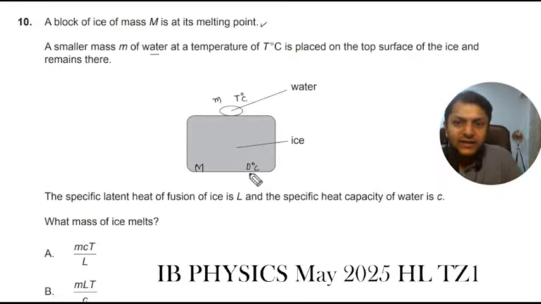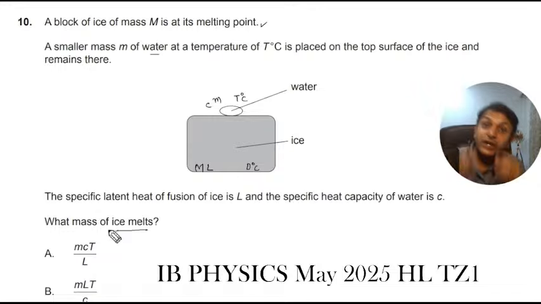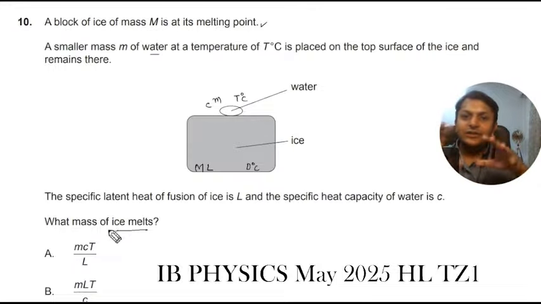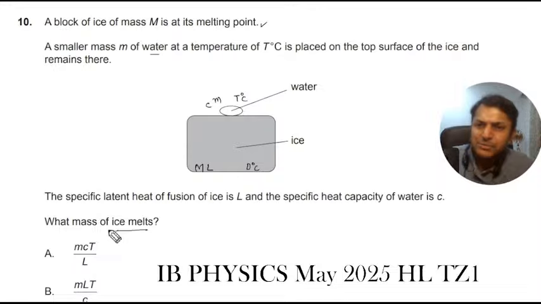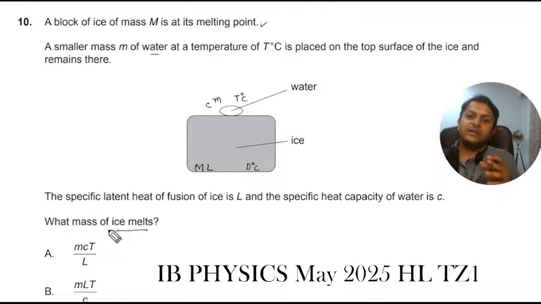The specific latent heat of ice is given as L, and the specific heat of water is given as C. What mass of ice melts? It's a very good question, but it is written in a very tedious manner, isn't it? This question is from the topic B3, I think, which is calorimetry, in which we are equating the heat gained by some substance to the heat lost by the other substance.